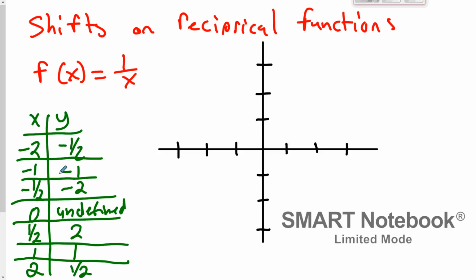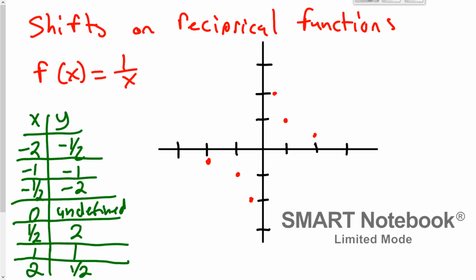At -2, we're at -1/2. So probably somewhere about right here. -1, -1. -1/2, -2. 0 is undefined, so we have no y value, right? +1/2, +2. 1, 1, and 2, 1/2.